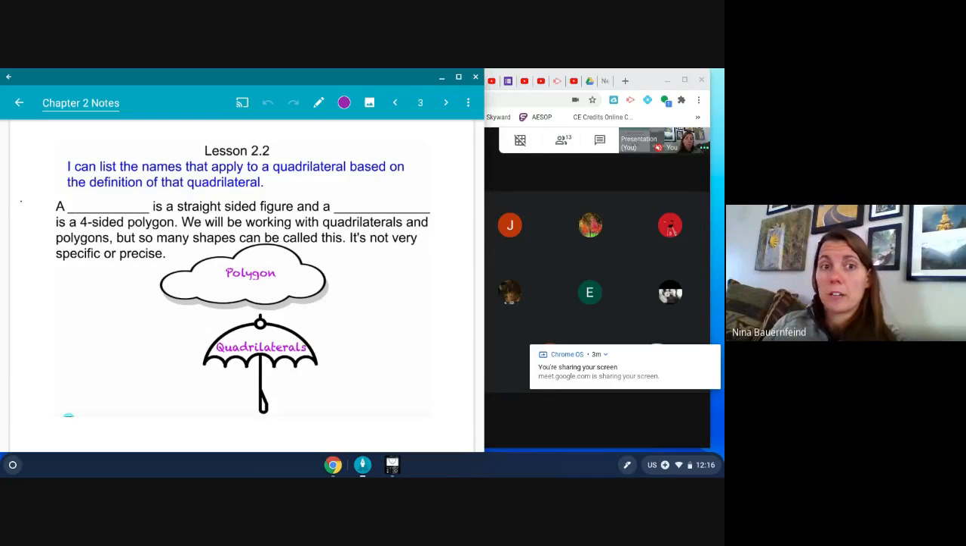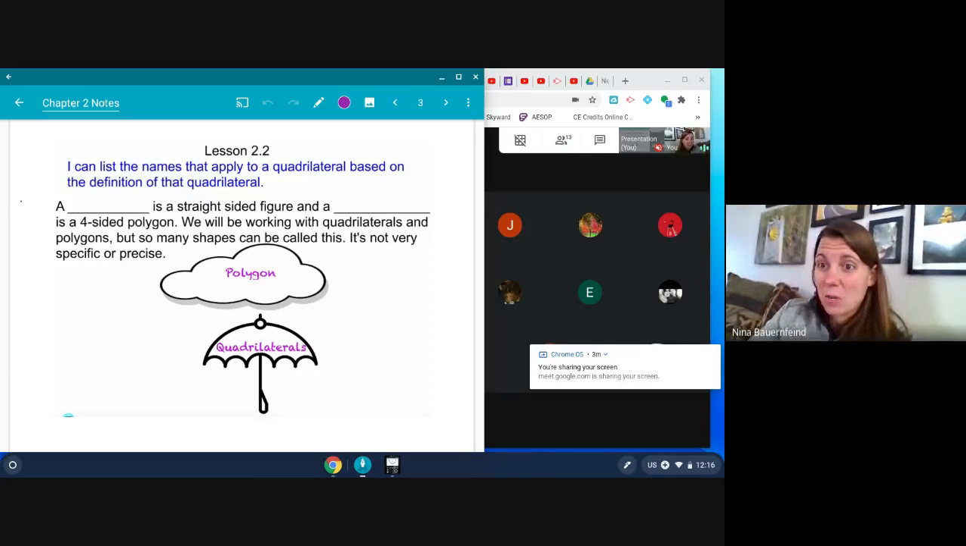All right. So lesson 2.2, what we're doing here is we're trying to list the names that apply to a quadrilateral based on the definition of that quadrilateral. So today's a lot of vocabulary, a lot of words. We do some work with drawing pictures and stuff. This is a little easier during school, in class, but we'll do what we can here.